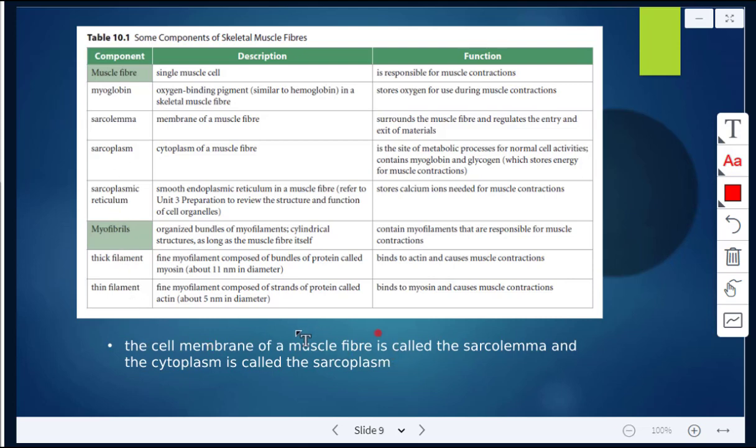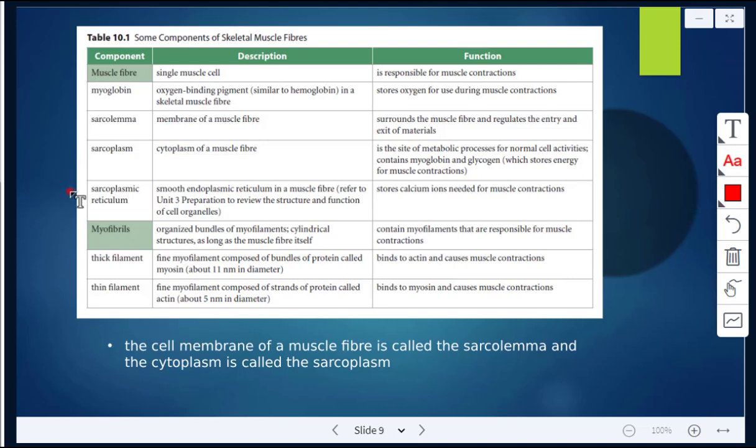So the cell membrane of a muscle fiber is called a sarcolemma, and it surrounds the muscle fiber. It regulates the entry and exit of materials, just like a cell membrane. Then we have the sarcoplasm. This is the cytoplasm of a muscle fiber, so it has a special name. Instead of cytoplasm in the muscle cell, it's called sarcoplasm. This is the site of metabolic processes for normal cell activities. It contains the myoglobin. It also contains glycogen, which stores energy for muscle contractions.